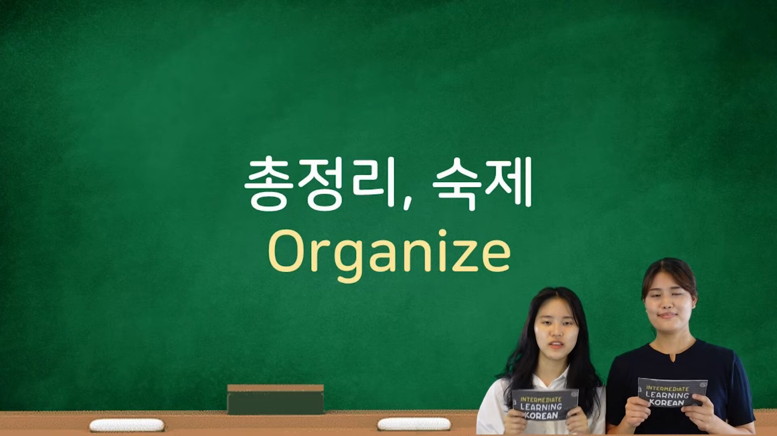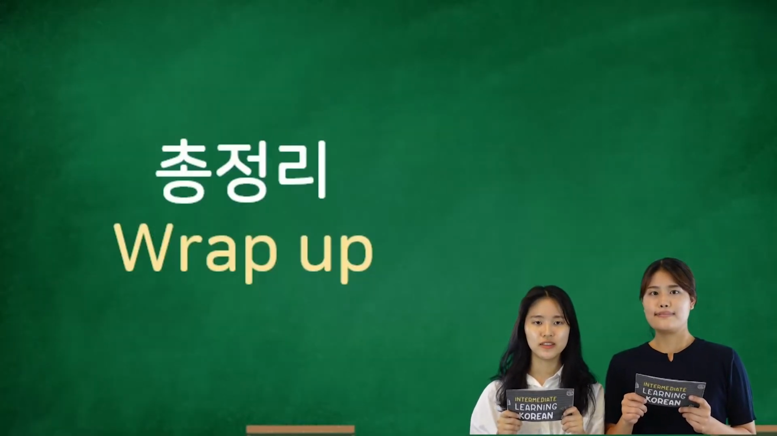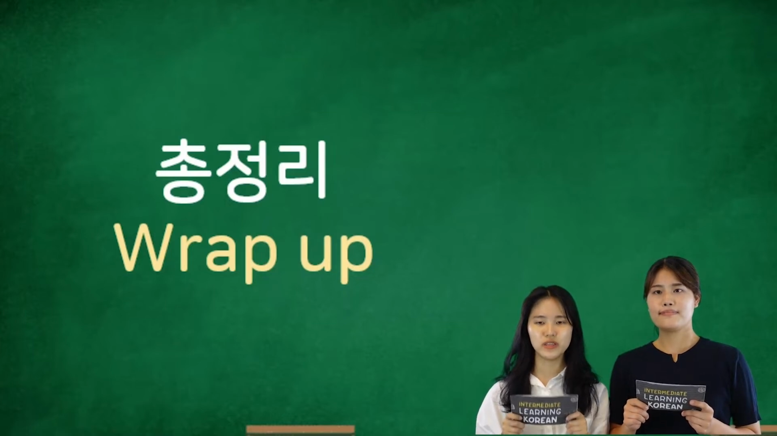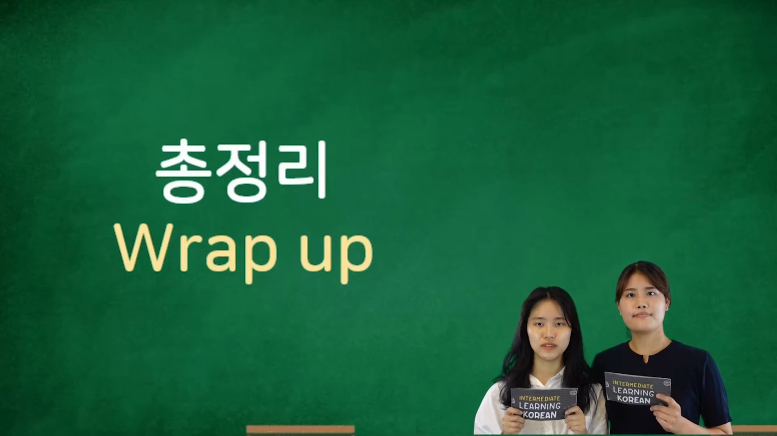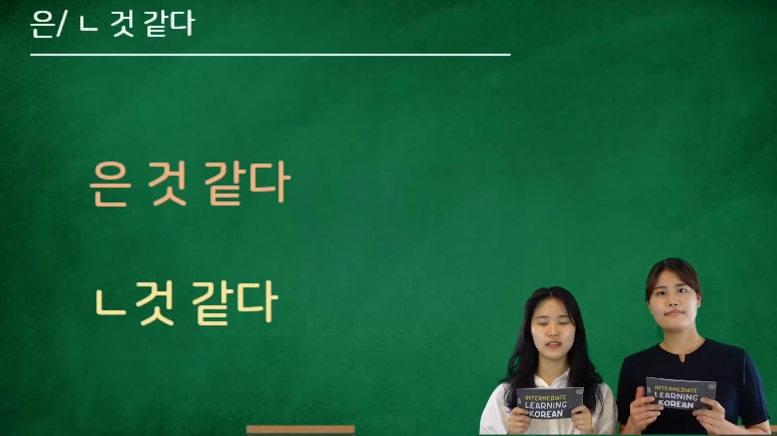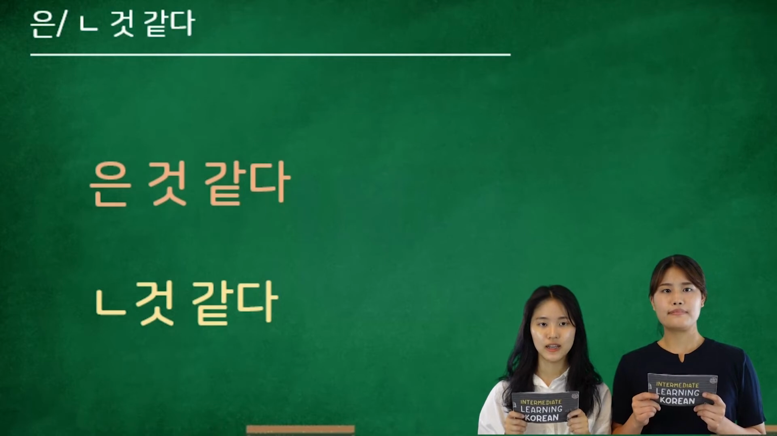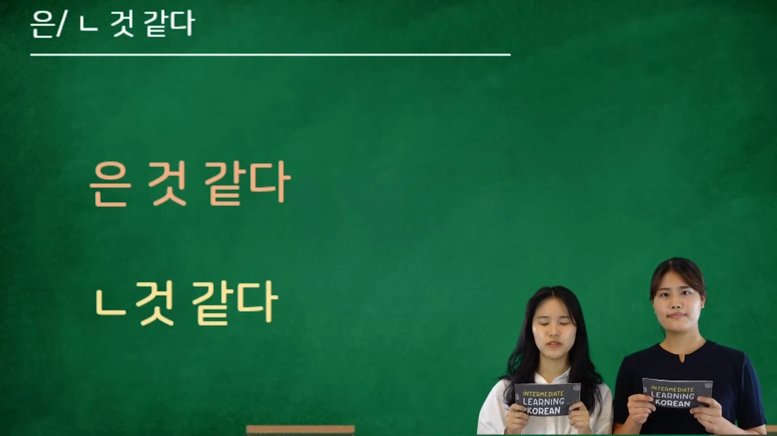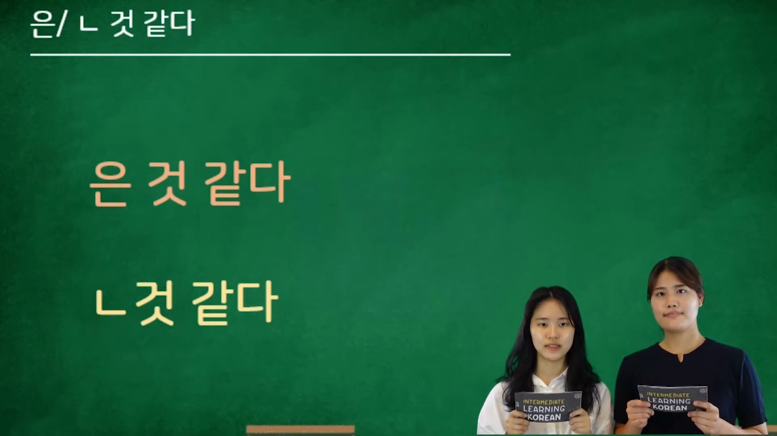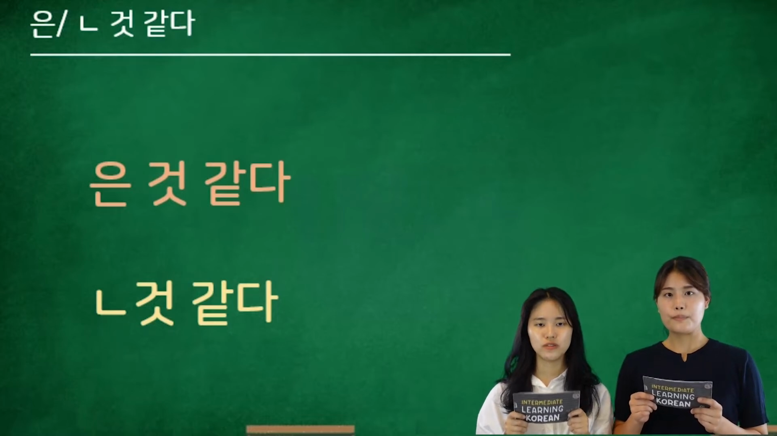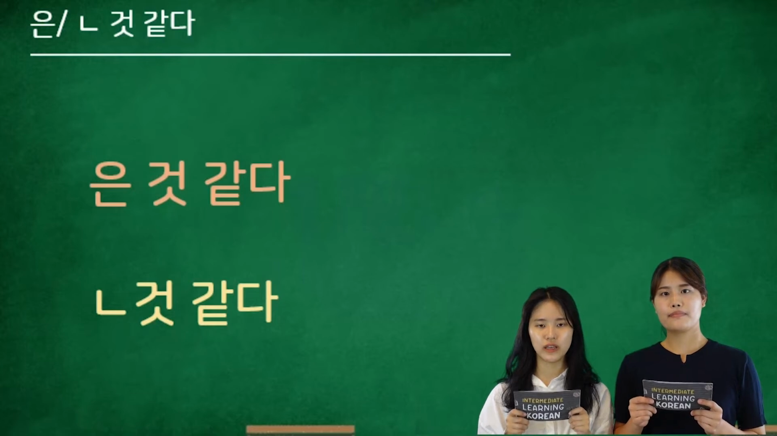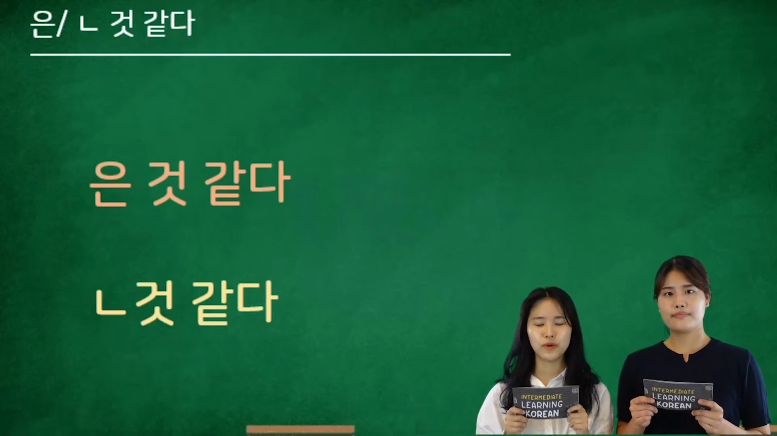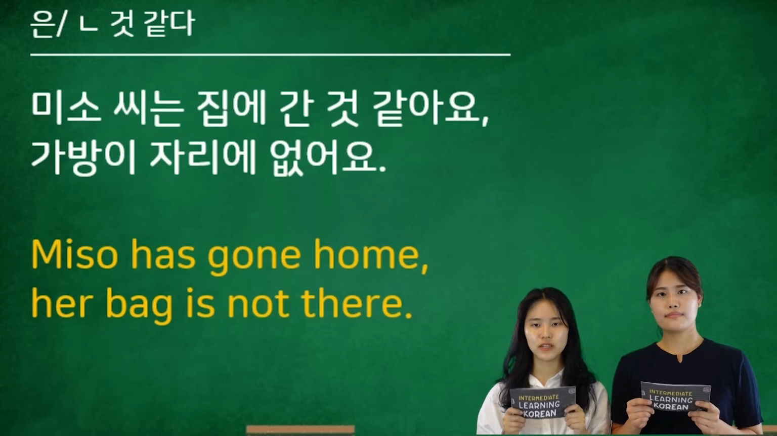Did you understand everything we learned today? Yes, I think everyone understands. Then I will leave you it so that you don't forget it. Let's leave you about 은 것 같다 and 니은 것 같다. They are used after the stem of a verb or adjective. Also, it is used to talk about an action that happened in the past or to guess what happened in the past.